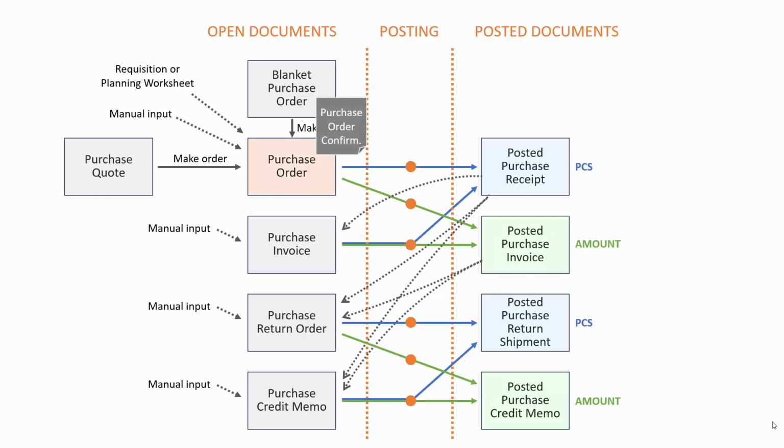Let's run through the documents you print from each of the documents. So on the purchase order, you have the purchase order confirmation that you would normally send to the vendor. On the purchase quote, you have a purchase quote that you will send to the vendor, which is also just a PDF document, and he can respond to that and say if it's possible with quantities and prices, etc.